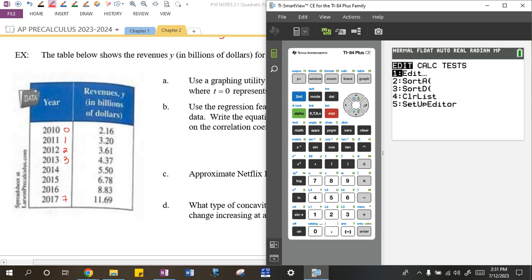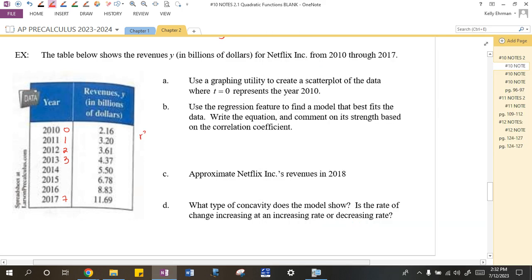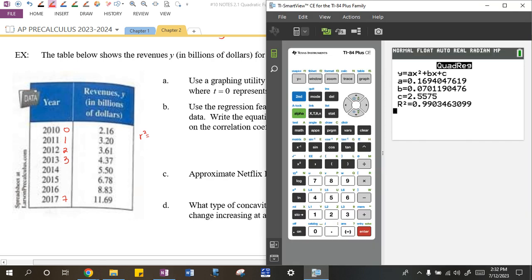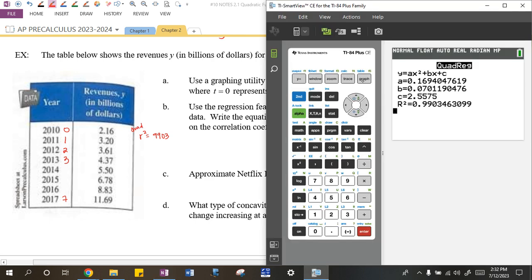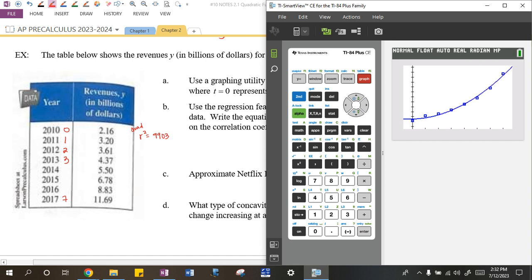So let's do this. Stat, calc. Let's start with quadratic. Go ahead and store the equation into y1. I'm not going to bother finding r, but r squared was, I'm just going to say, 0.9903. So this was for quadratic. Take a look at the graph. It's a pretty good fit, but maybe we can get a little bit better. Let's look at some of the other choices.